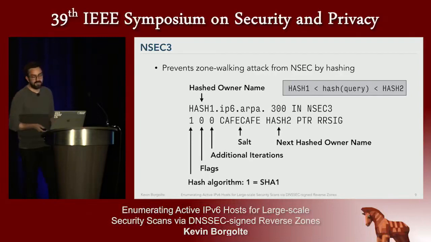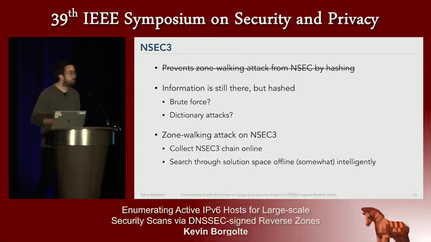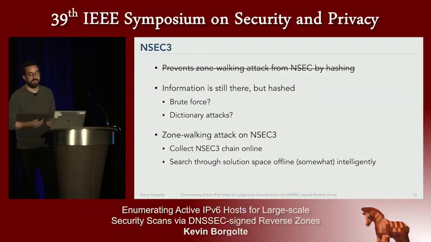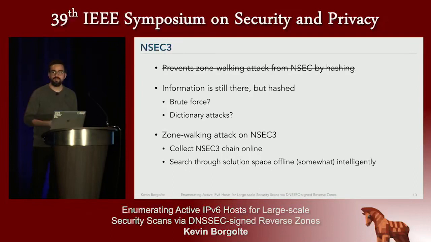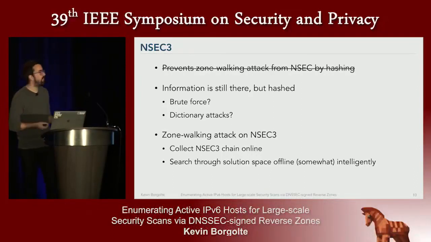But if you think about this a little bit more, you start to realize that this does not actually prevent zone walking attacks. What it does is hide the information from you by hashing, which means you can still collect all of the records, you just don't know what's behind them. You could, of course, use a brute force attack to try to enumerate all of them, which in the case of IPv6 would suddenly be 2 to the power of 128, which is still smaller than the SHA-1 search space, and there's no reduction in there, so you could do this.